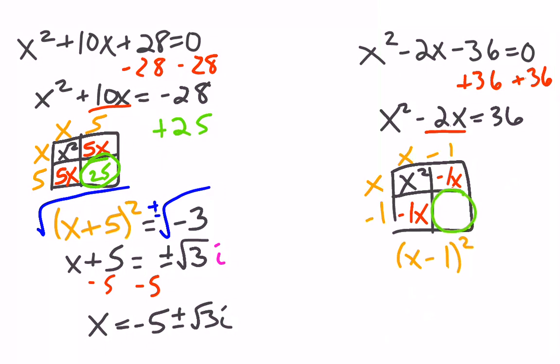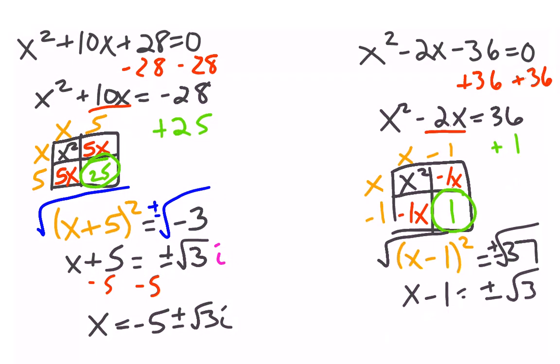Fill in your gaping hole. Negative 1 times negative 1 is positive 1. So I need to add 1 to both sides. 36 plus 1 is 37. Now we're going to do the square root. Don't forget plus or minus. x minus 1 equals plus or minus. I can't do anything with 37. So square root of 37. And then add 1 to both sides. So x equals 1 plus or minus the square root of 37.